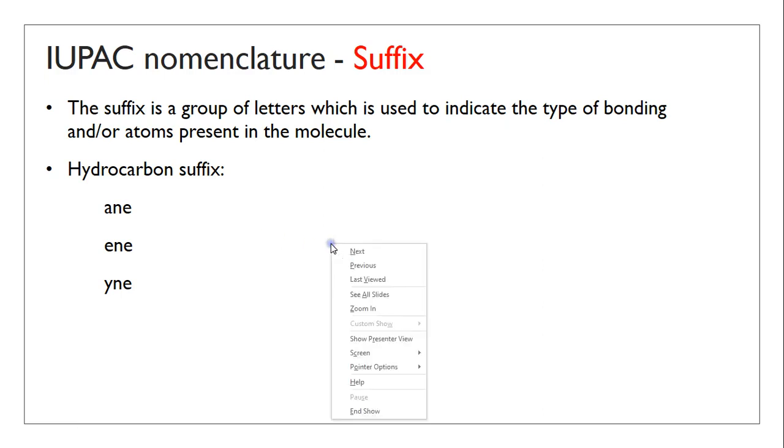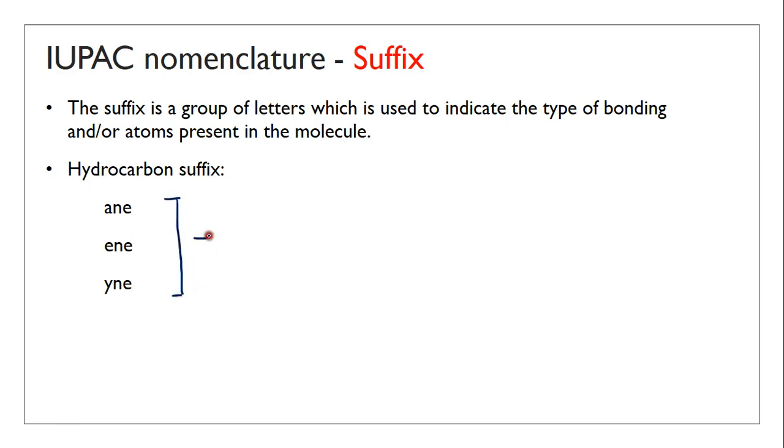For this year, and I'll see how much time I have, I'll probably go back to this and talk about other suffixes. By the end of year 12, there are 11 suffixes, I think, maybe 12, that you have to know. But we're going to start with the first 3, which are ANE, ENE, and YNE. So N, in, and I. Now, these suffixes are for hydrocarbons. So when you see any of these 3 suffixes, the first thing that you should be able to deduce is that these are hydrocarbons.